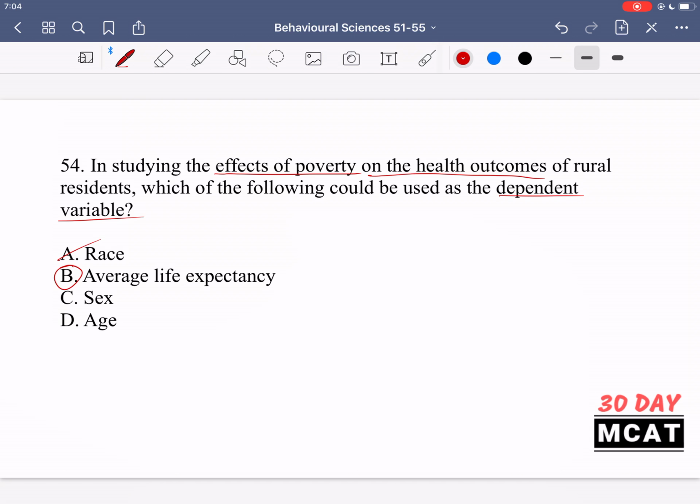Average life expectancy, that is a health outcome. And we can say that, okay, if we look at race as our independent variable, just look at a given individual, say what their race is, see their health, see their life expectancy. Yes, that makes sense. Life expectancy can be a dependent variable. Look at another individual, different race. Do they have a different life expectancy? Yes, we can probably actually measure this, so that makes sense. And same thing with C and D, age and sex. They can be independent variables. It doesn't really make sense for them to be dependent variables.